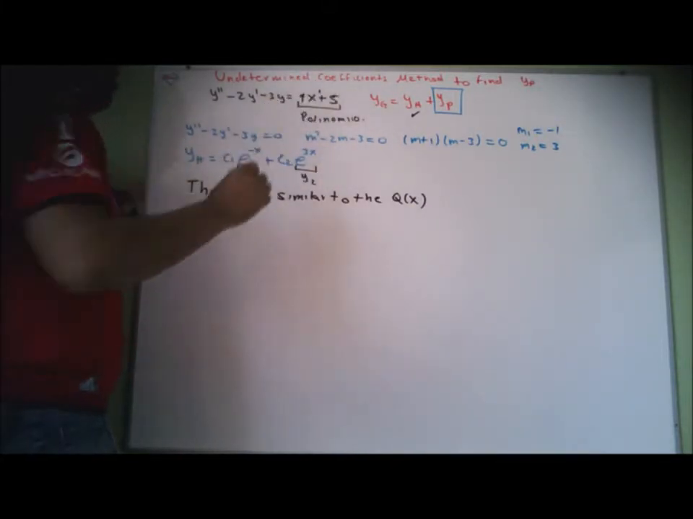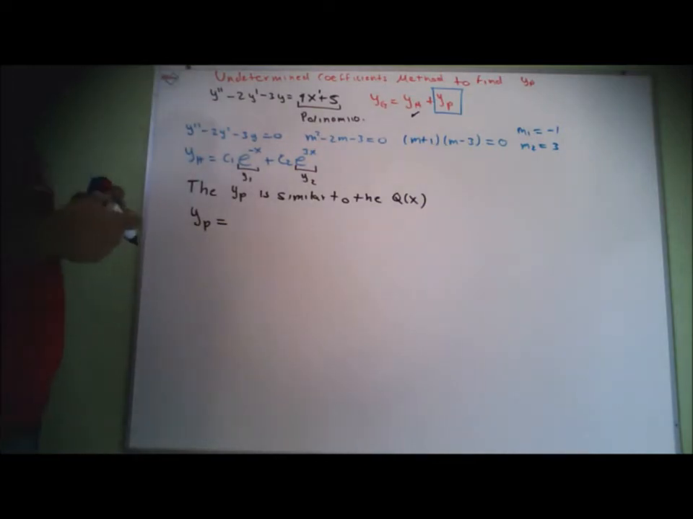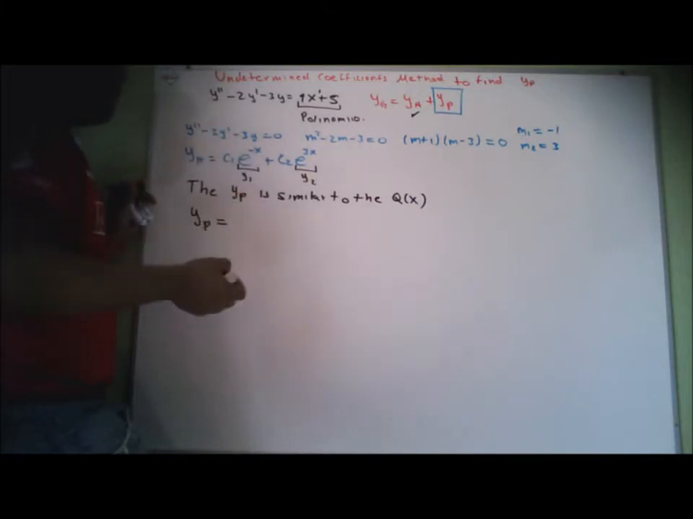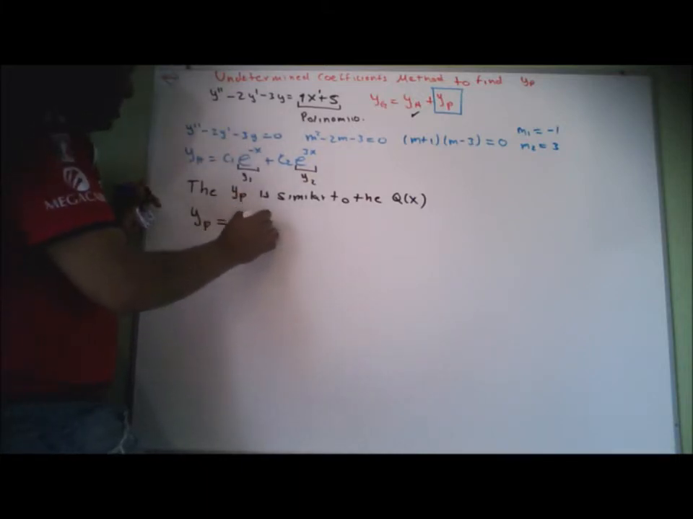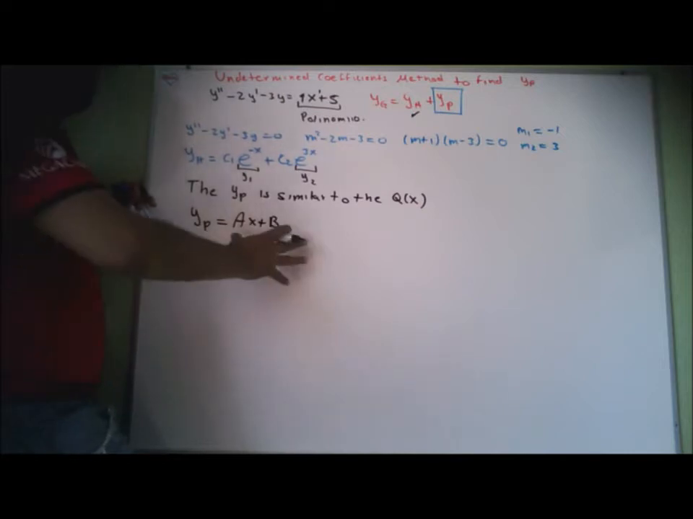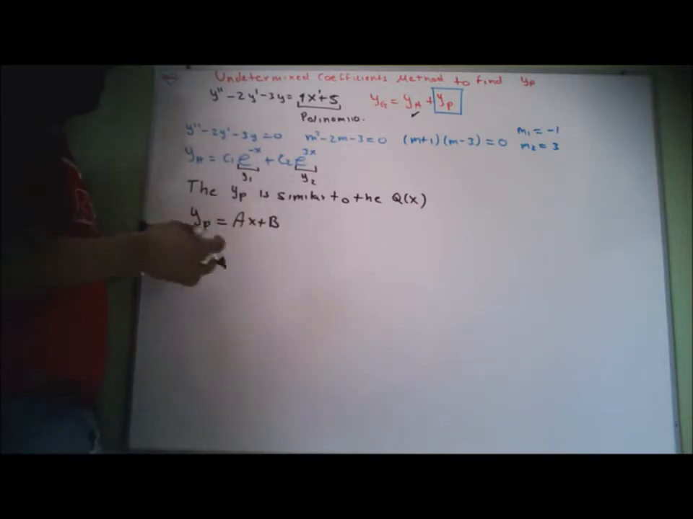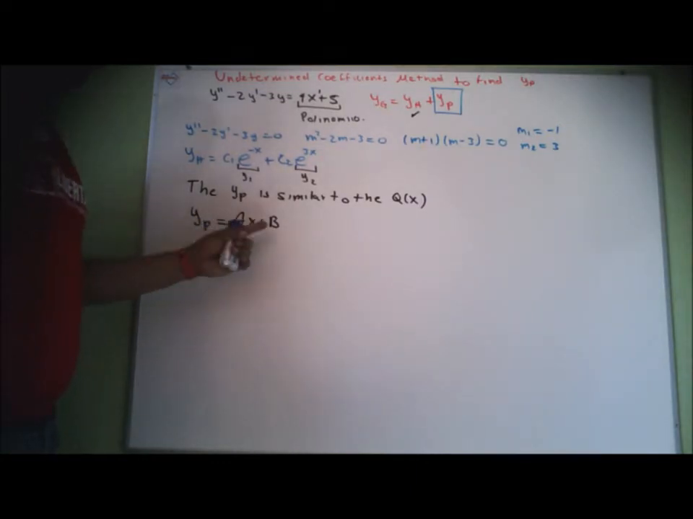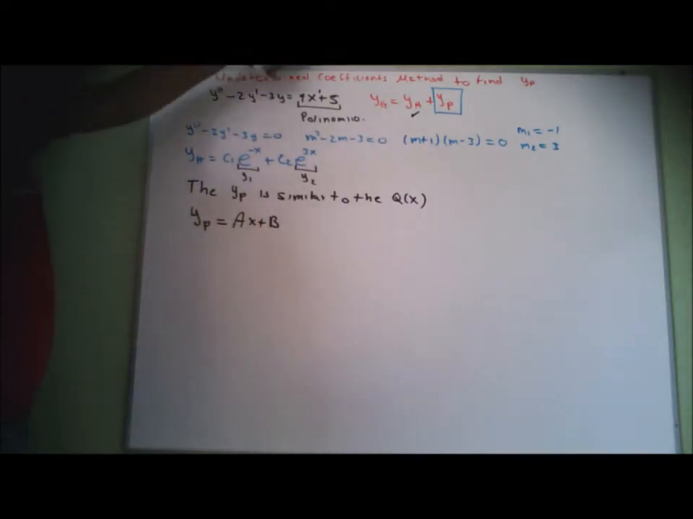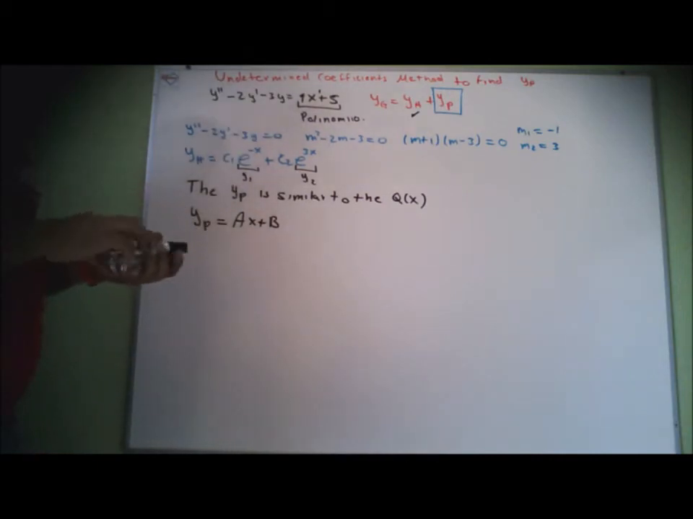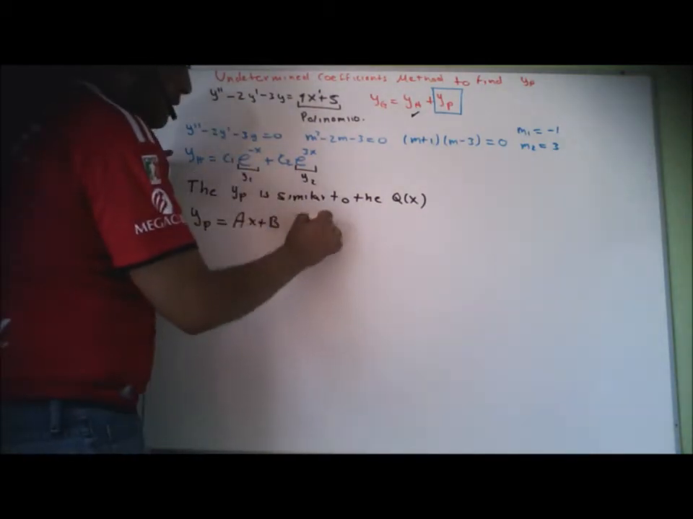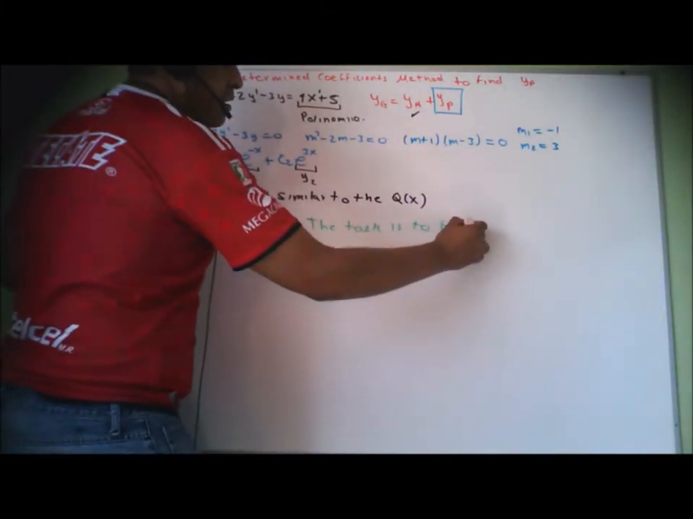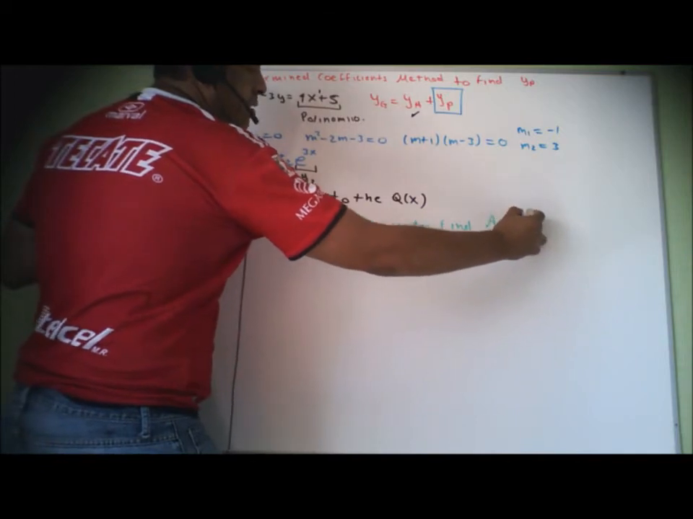The polynomial has power 1, so the degree is equal to 1. So I'm going to propose a particular solution of the same degree: ax plus b. This is the proposed particular solution. Now, from here comes the name of the method. We don't know what these values, these coefficients, are, so that is why we have to determine those coefficients. So the task here is to find a and b.